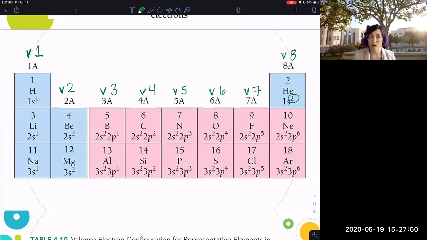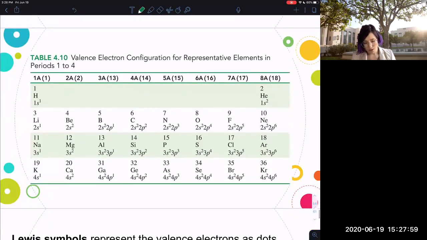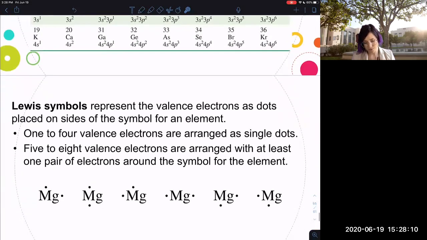And valence electrons are important because they tell us how things are going to bond. When we talk about bonding in chapter 6, this is going to be very important. So you can see some of these valence configurations here as you move across. Everybody here has 7, everybody here has 8, everybody here has 2. You can see that in practice.